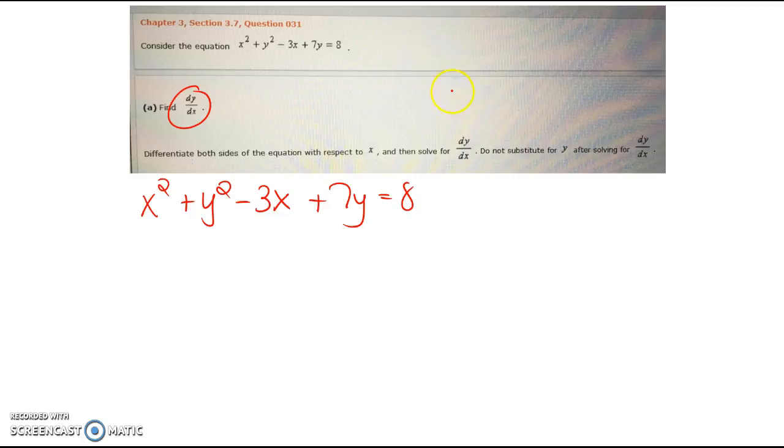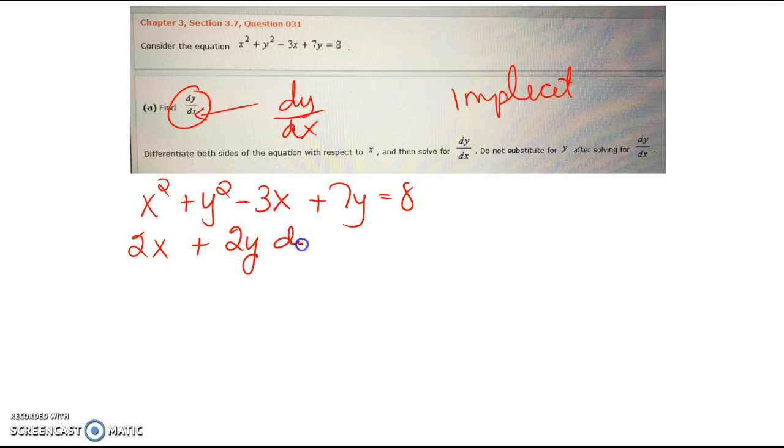So remember, when we're doing implicit differentiation, we're taking the derivative with respect to x, but when we have to take the derivative with respect to y, we always add this dy/dx after it, don't we? Alright, so first the derivative of this is 2x, plus the derivative of this is 2y dy/dx. The derivative of this is minus 3. The derivative of this last term is plus 7 dy/dx, right? Derivative of 8 is 0.